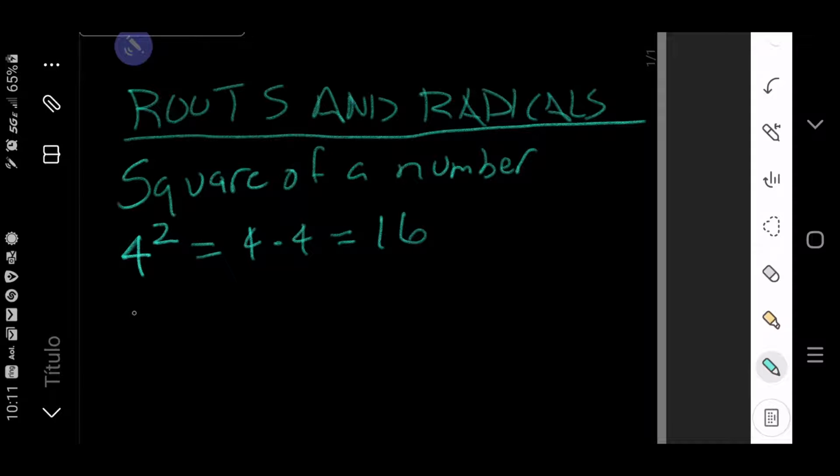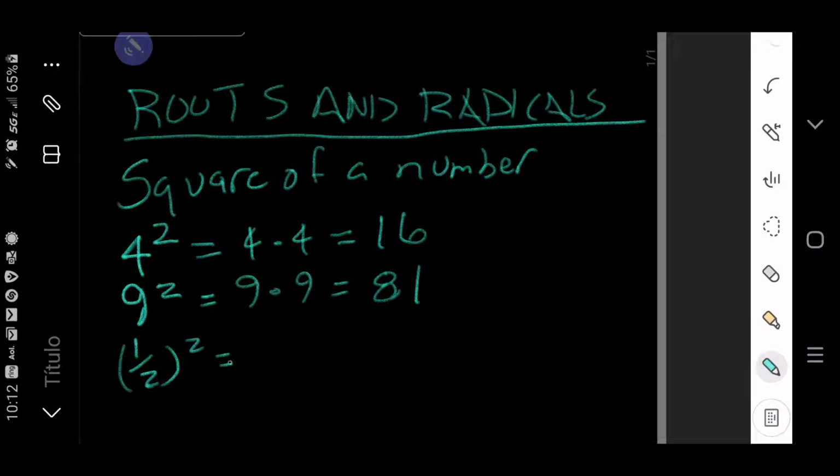And let's do another example. Let's do 9 squared. 9 squared equals 9 times 9 equals 81. And let's try a fraction. 1/2 squared, that equals 1/2 times 1/2. That would be 1/4. So 1/2 squared equals 1/4.